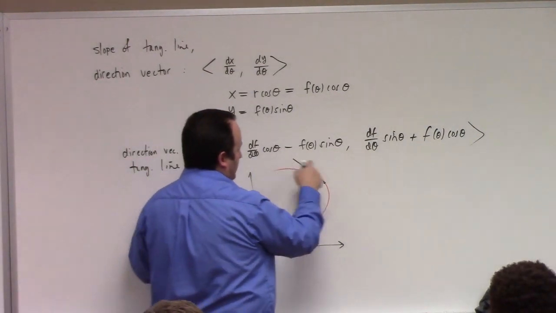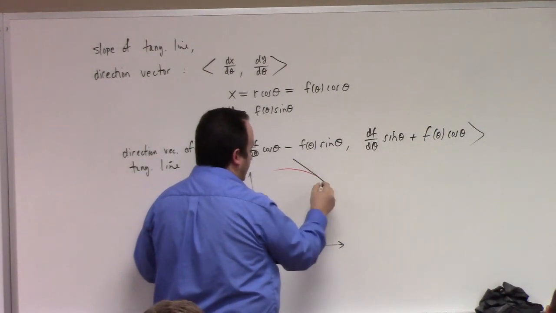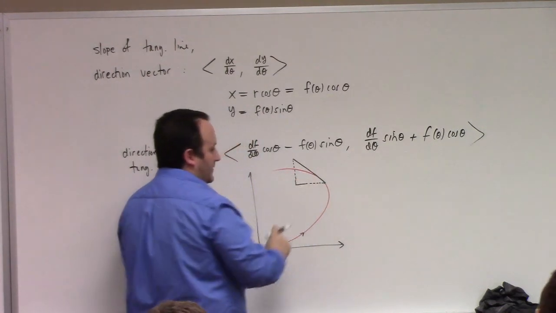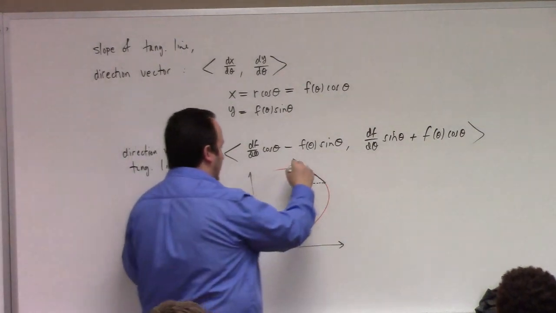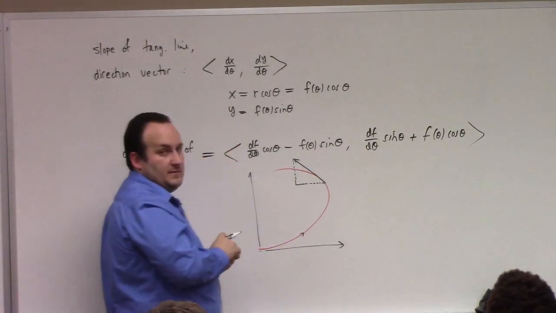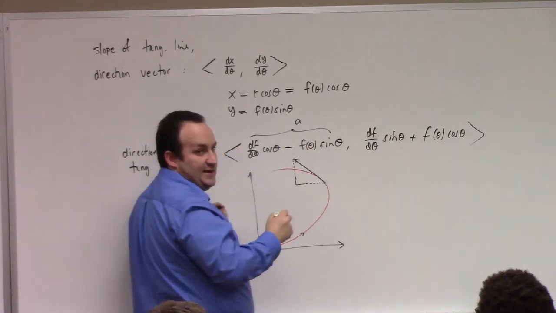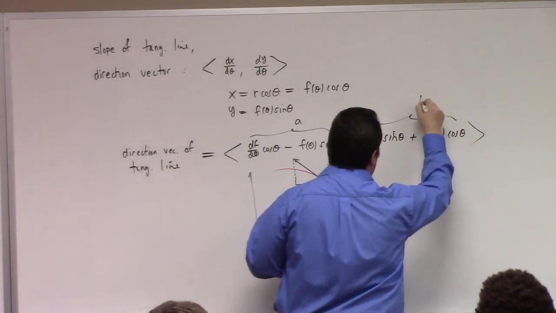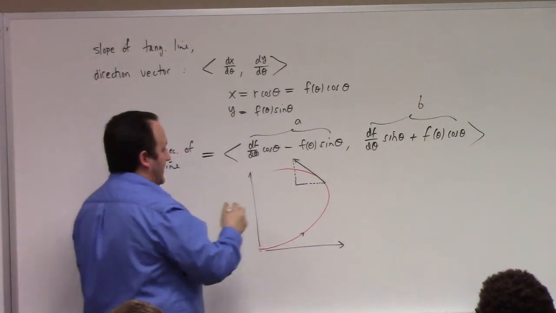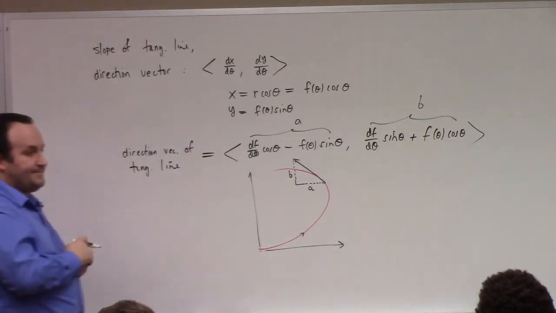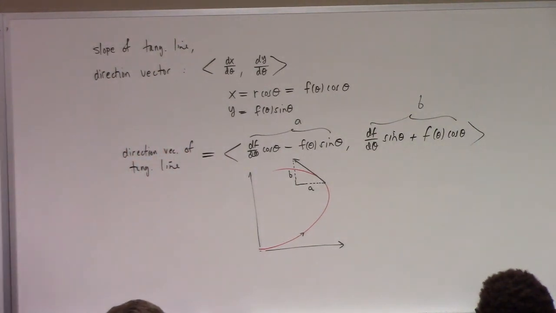If this little leg here, this little triangle, that's a little direction vector I'm thinking of, okay? Well, if I call this thing, for the sake of not writing all that again, A, and if I call this B, well then this is A and this is B here. The dy d theta, the dx d theta. That's the tangent line, right?